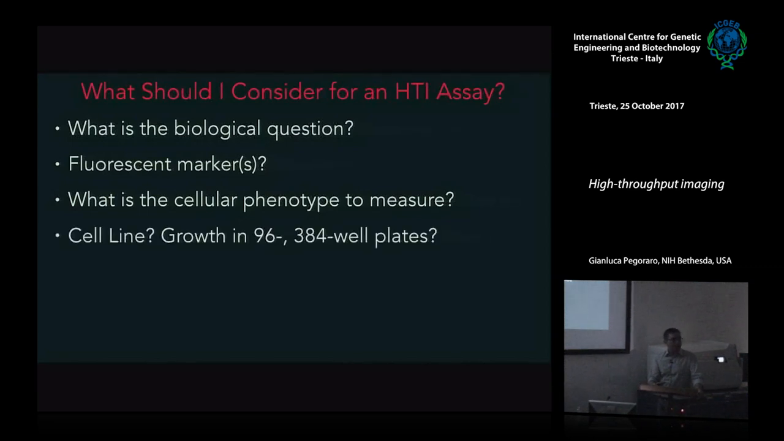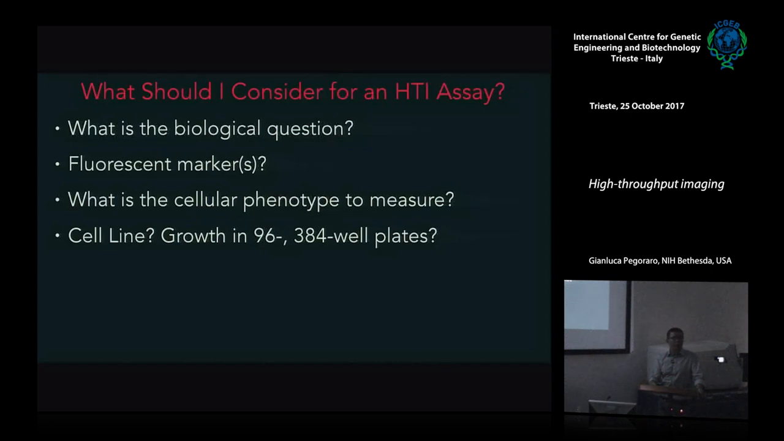What cell line am I going to use? In the past, we and others, I must confess, have used mostly immortalized or transformed cell lines because they're easy to use. But these days, and especially for more disease-driven projects, the choice of a physiologically relevant, a disease-relevant cellular system is very important.